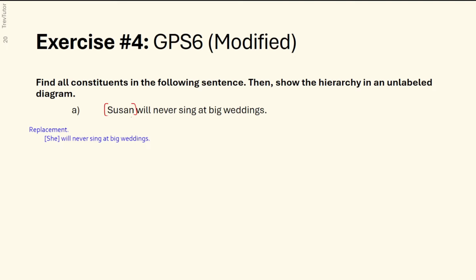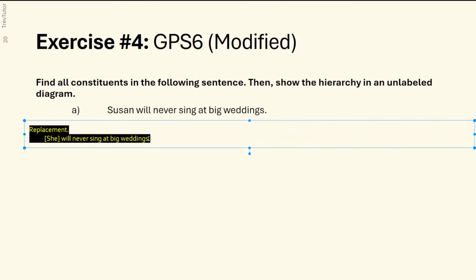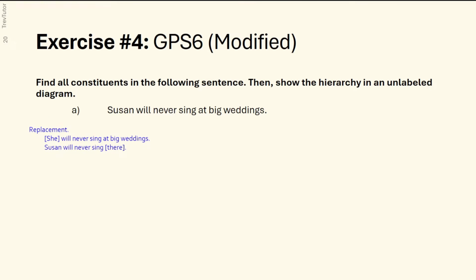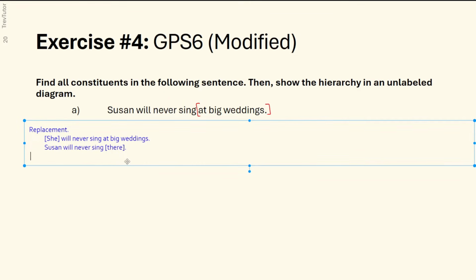In fact, every single word on its own is going to be a constituent. So that might not even be worth pointing out. What else do we have? Susan will never sing there. So we can replace at big weddings with a word like there, which means that at big weddings is going to form a constituent. What about if we want to see if big weddings is a constituent on its own?